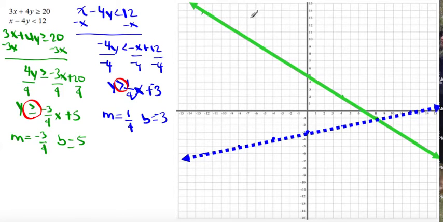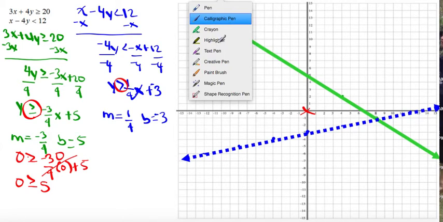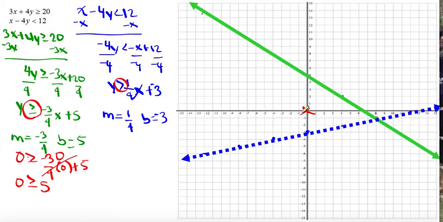Okay, so now to figure out which way I shade, I'm going to go back to the green line and plug in the origin, 0, 0. So is 0 greater than or equal to negative 3/4 times 0 plus 5? Negative 3/4 times 0 is just 0. So I have 0 is greater than or equal to 5. And 0 is not greater than or equal to 5, so I have to shade everything above the green line. I can't shade the side with the 0, 0.